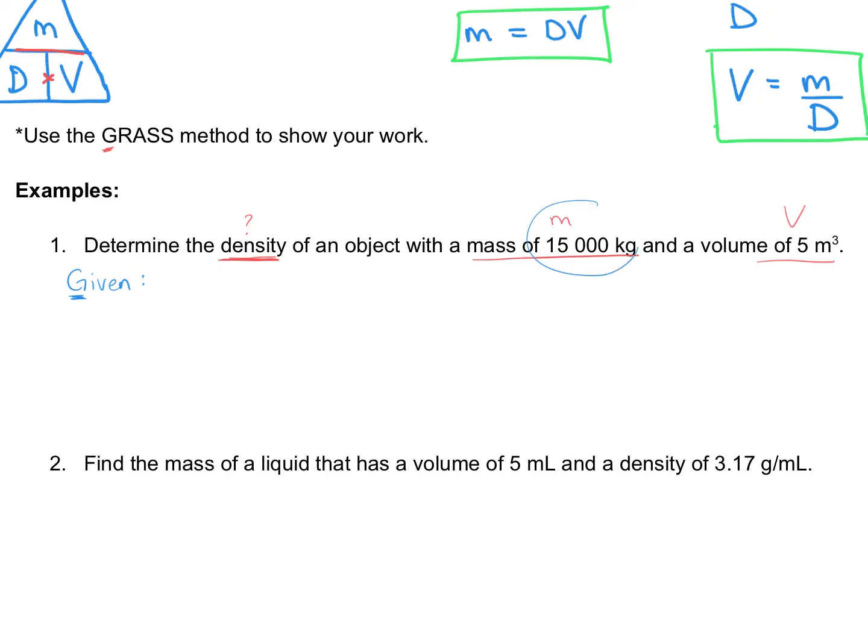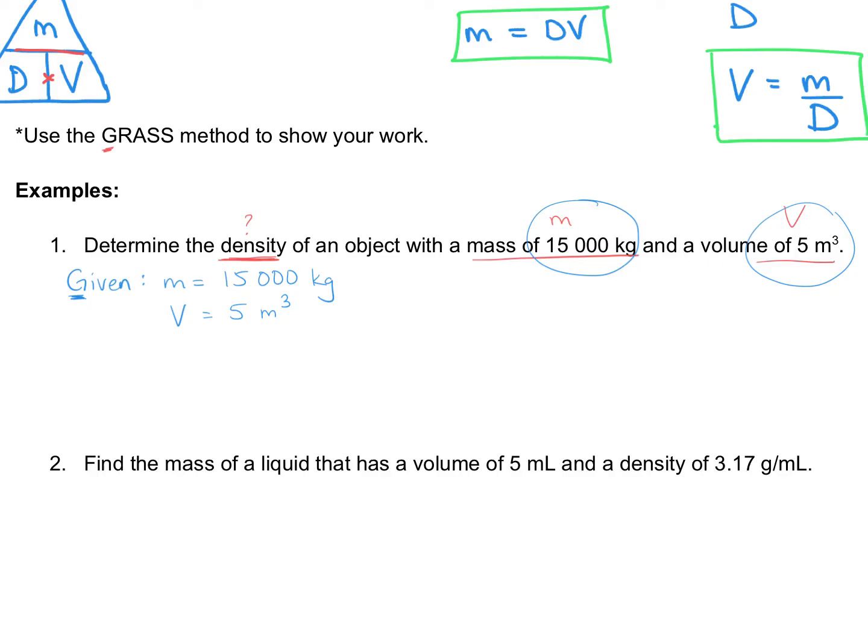So right now I come over here and I see M equals 15,000 kilograms. And if I keep reading, I see there's a volume of 5 meters cubed. So you'll notice for the given that I'm listing the symbol, which you'll see back in your table, lining up the equal signs and listing the numbers with their units. That's the G.